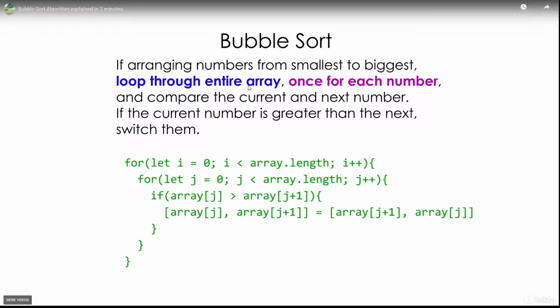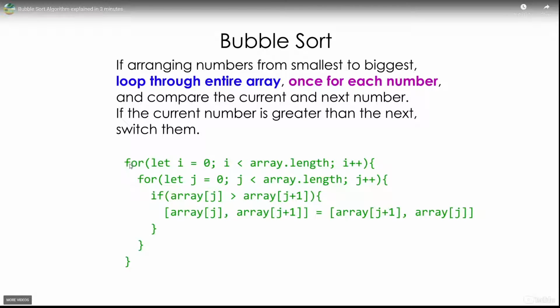To use a bubble sort, it's actually gonna require not just one for loop, but two for loops. You're gonna loop twice, which exponentially increases the time it's gonna take to calculate it.